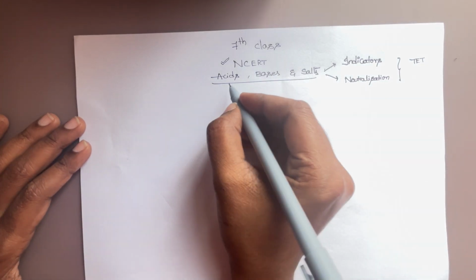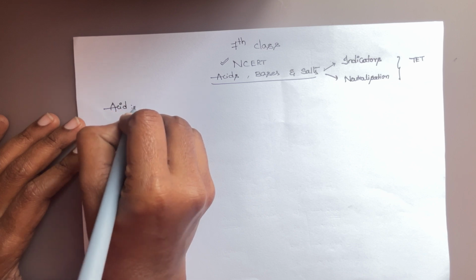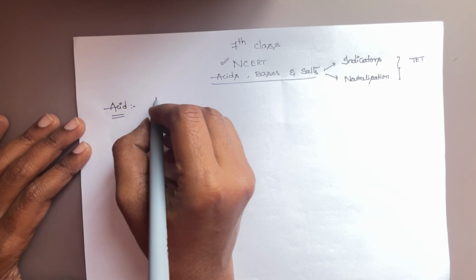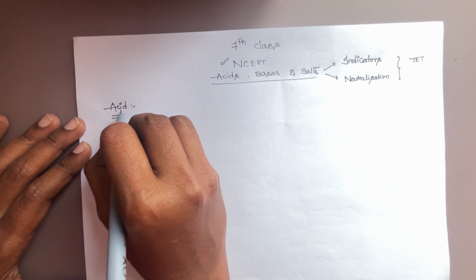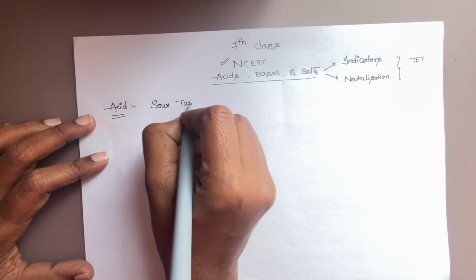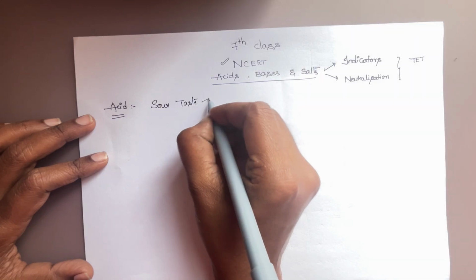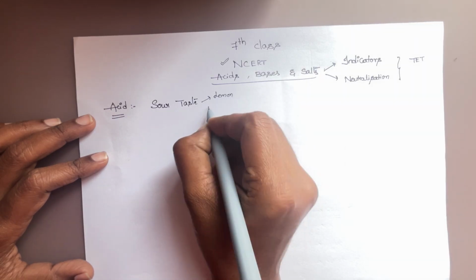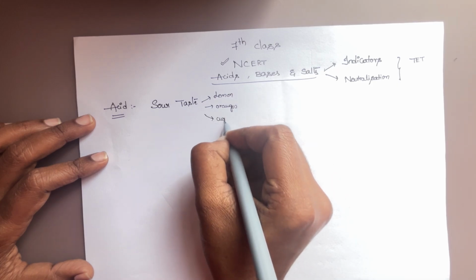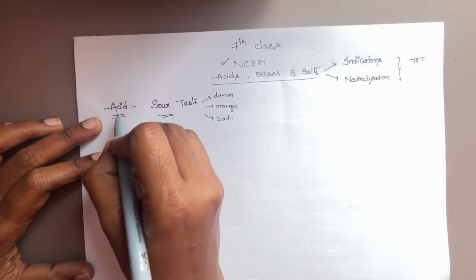First of all, we need to see what is meant by acid. Usually any substance which is sour in taste is an acid. If you take lemon juice, oranges, or curd, all these are sour in taste. That's why those are under the category of acids.